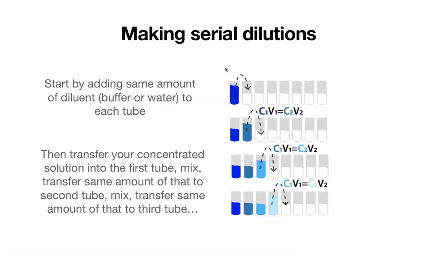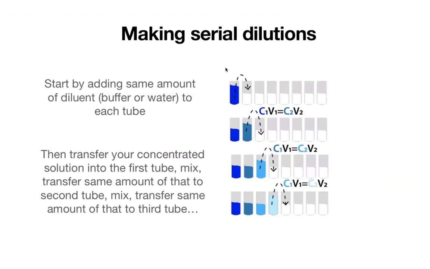So let's talk a little bit about how we actually make serial dilutions. Typically, we start out by laying out a series of tubes. And what we're going to do is put buffer or water, or whatever our diluent is, into each tube. We put the same amount. And now we're going to take some concentrated solution and add some amount of that to that first tube filled with buffer. We're going to mix it up and down with our pipette. And then we're going to take the same amount out of that tube and add it to the next tube, mix up and down, take that same amount out and transfer it to the next tube, mix up and down, and do this over and over.